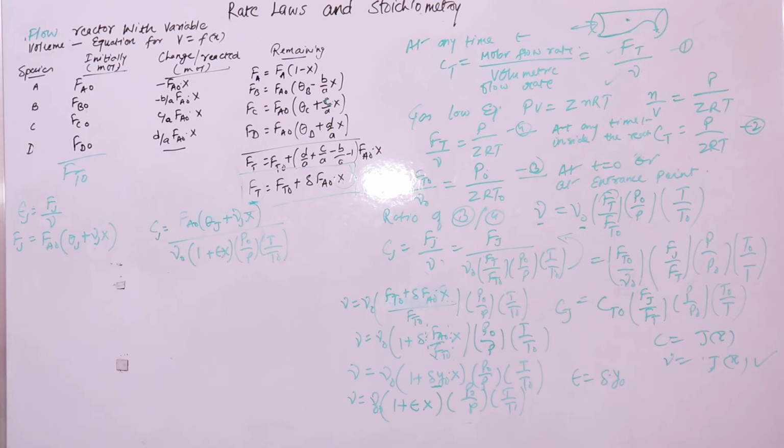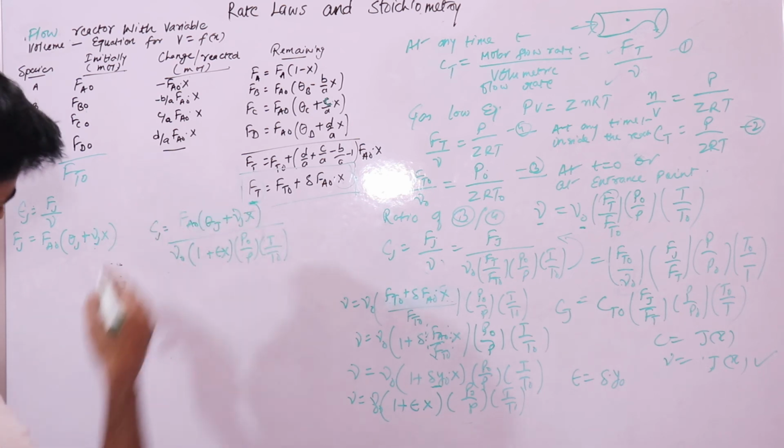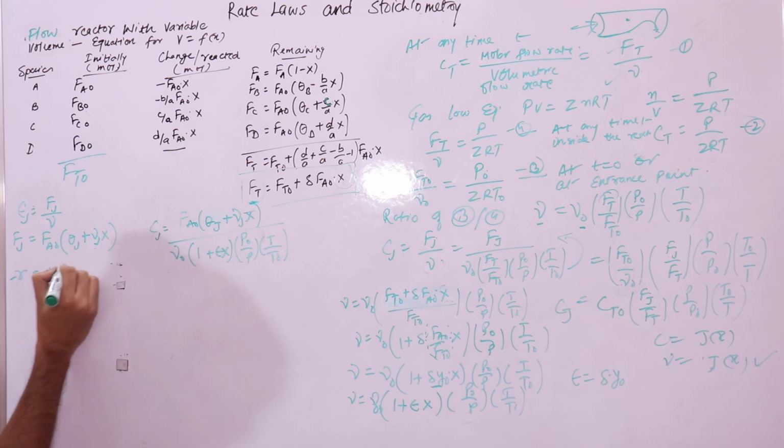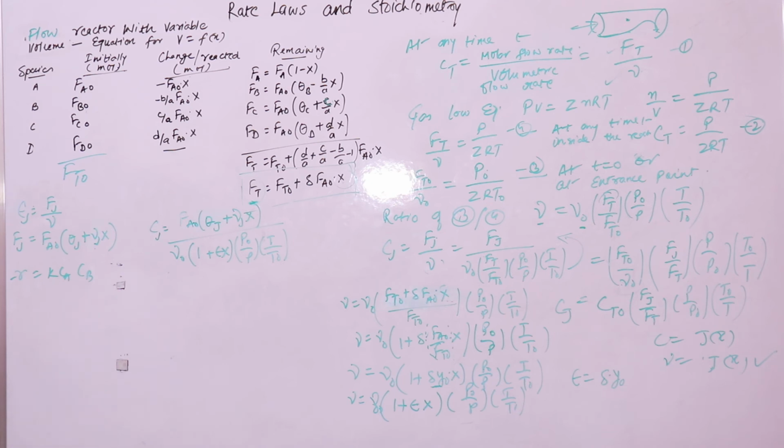which we will substitute in rate law, because we need expression for concentration to express rate in terms of concentration. To express rate in terms of conversion, we need expression for concentration in terms of conversion. So once we have concentration in terms of conversion, we can substitute this in rate law equation, CA CB, right? And this is what we are trying to achieve here.